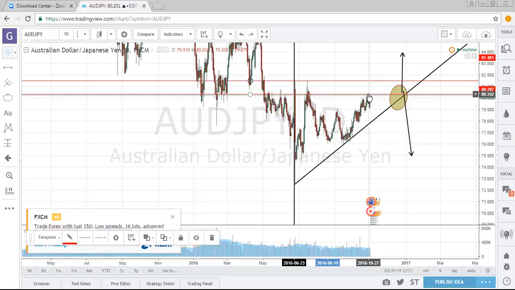I believe AJ will be shooting up for the week until it reaches either here or around here. I'm not too sure. The buying power is strong on this pair right now, but I believe it will drop. It's on a massive swing down.